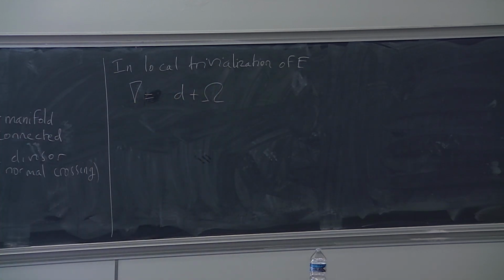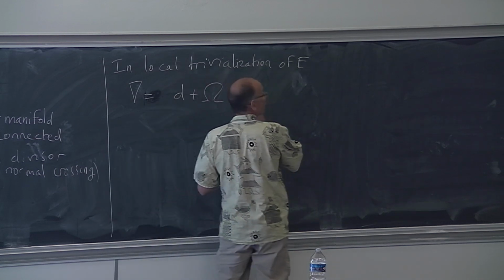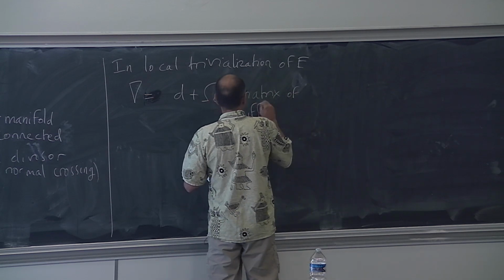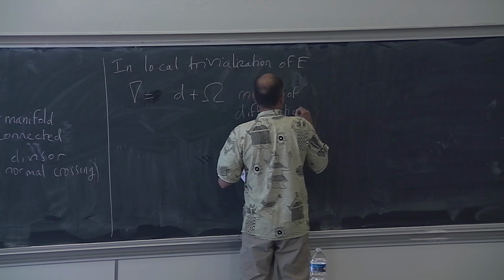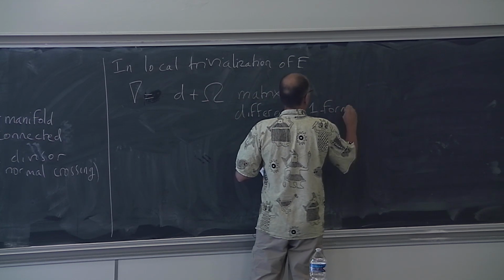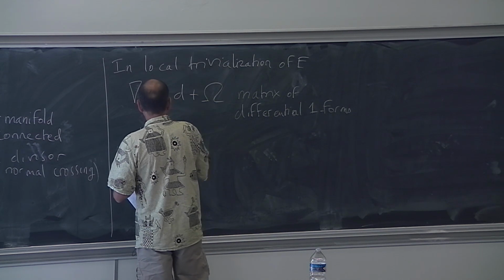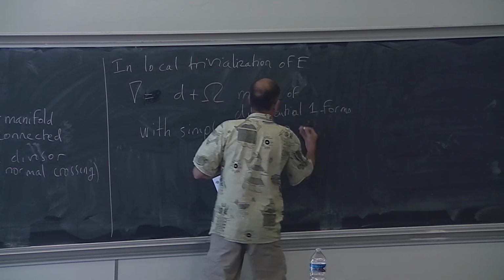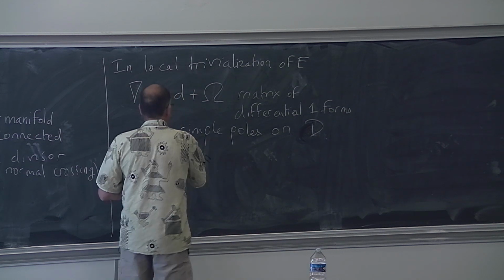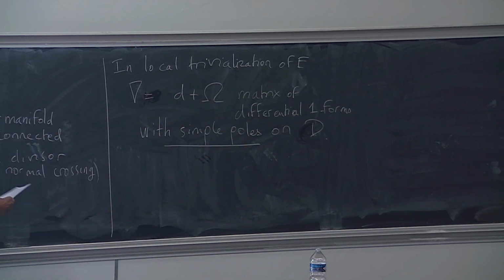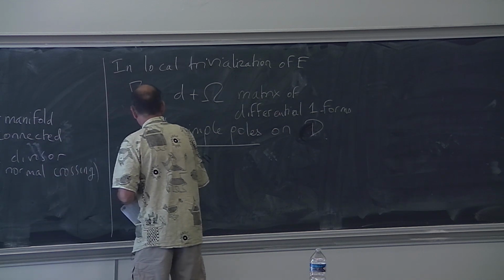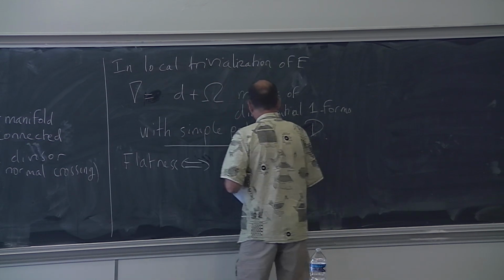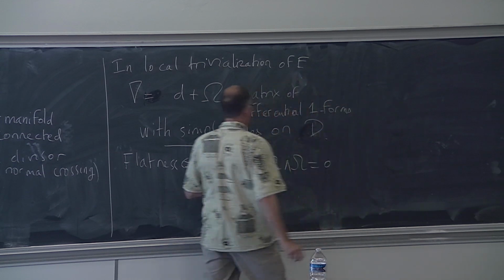omega, which is not the same as that one. Omega is a matrix connection. I follow the notation of Victoria, matrix of differential one forms with simple poles on D. Okay, the flatness, I recall, is equivalent to saying that d omega plus omega wedge omega equals 0.